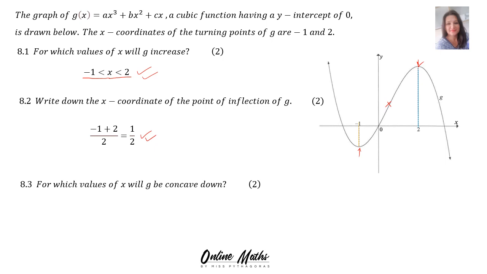8.3: For which values of x will g be concave down? Now we look at this point of inflection, which was a half, and then if you look at your graph, concave down is this part over here where your graph has a sad face, and that's where the answer lies. But you can't write that in maths, so you will write x is greater than a half, worth 2 marks.